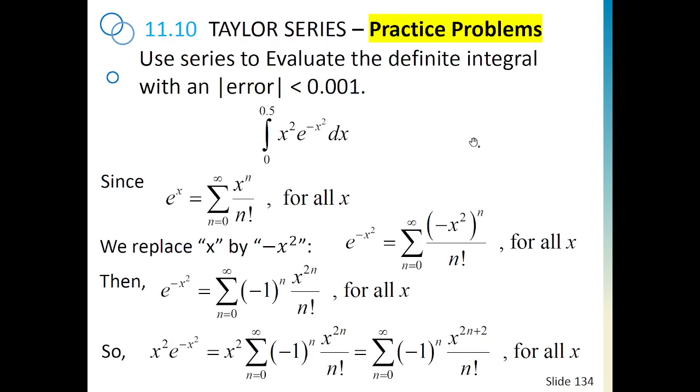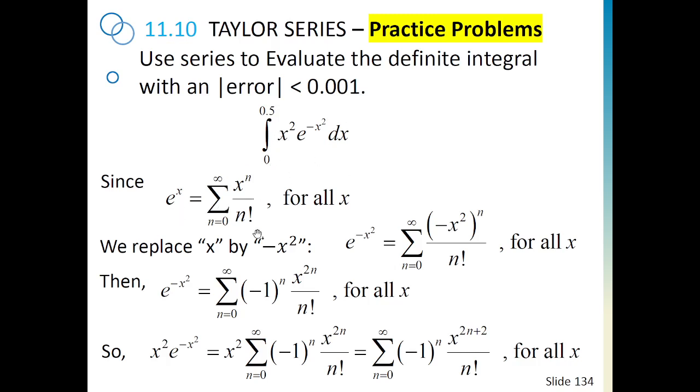So here is another example. Again, we have a function for which we don't know the antiderivative. It's going to be complicated to compute, and we need to find an approximation that is good, where the error is smaller than 0.001 and the integral is between 0 and 0.5. Again, the procedure is the same.